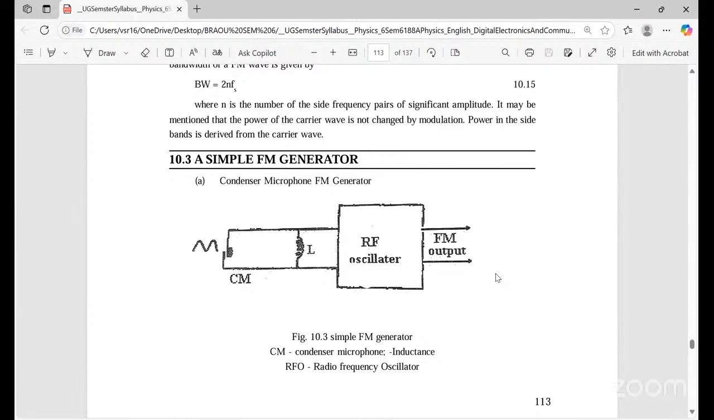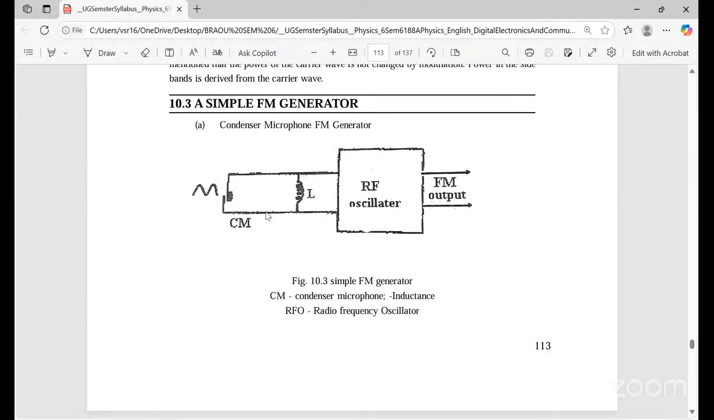So a simple frequency modulation generator. This is a CM, condenser microphone. Inductor is there. Radio frequency oscillator, RFO. This is the FMO, frequency modulator output. RF signal is there.